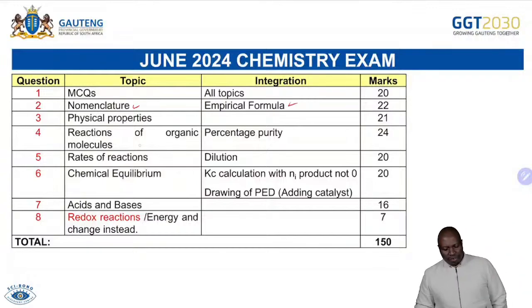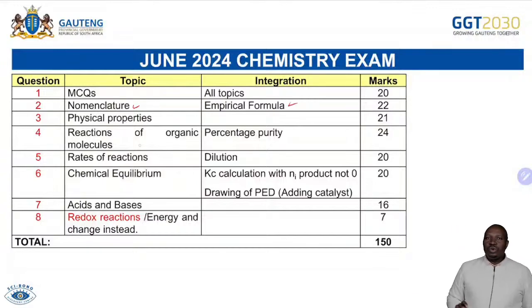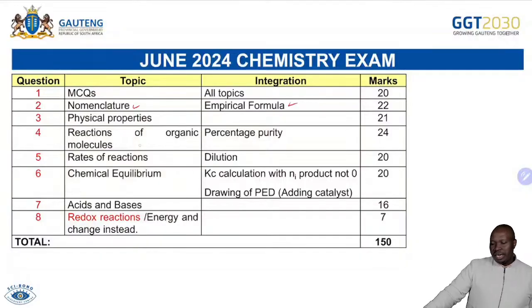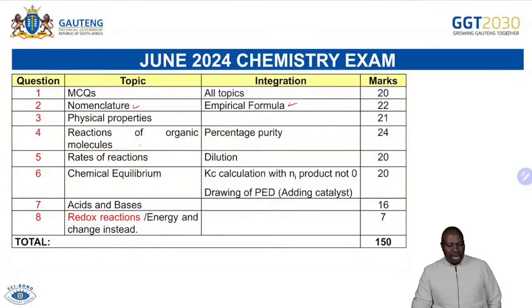We'll look at rates of reactions, where we had dilution. You will remember C1V1 equals C2V2, the dilution formula. Then you had to use it there. So it's important that you have that skill as well.